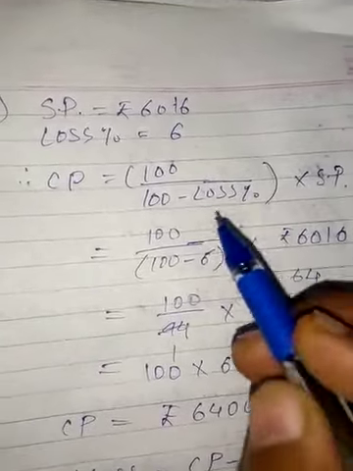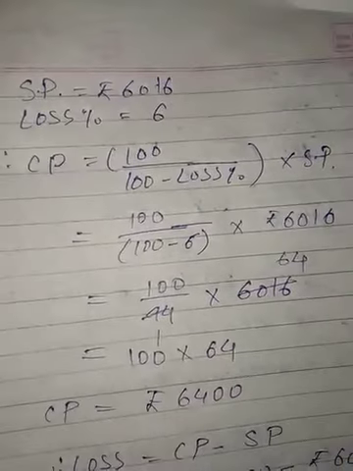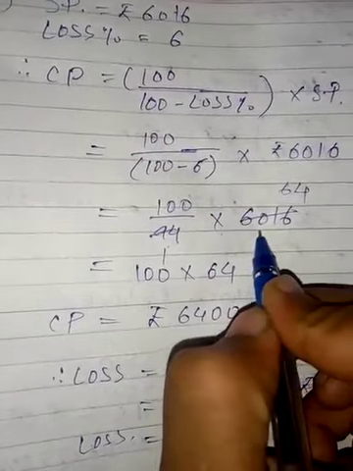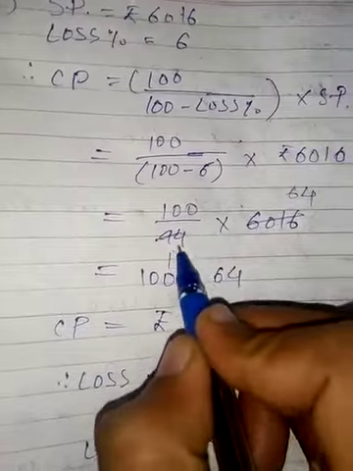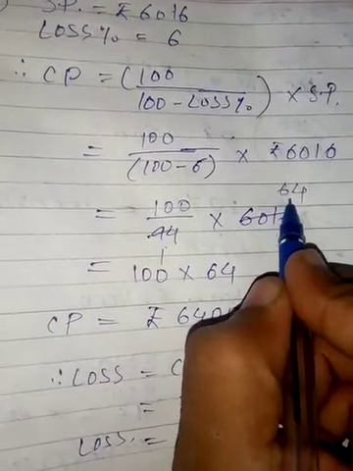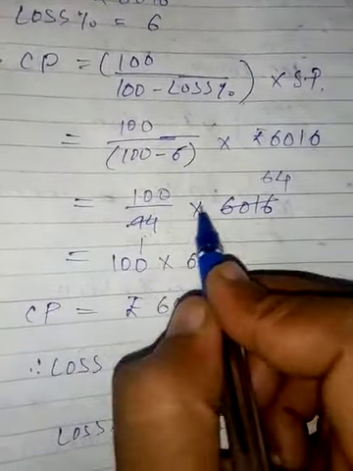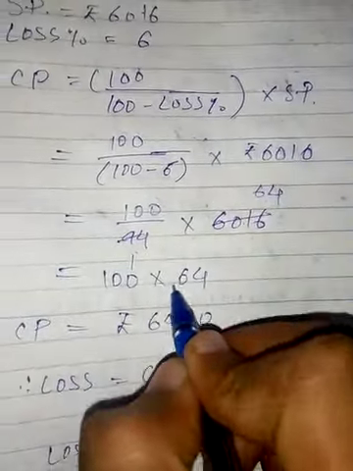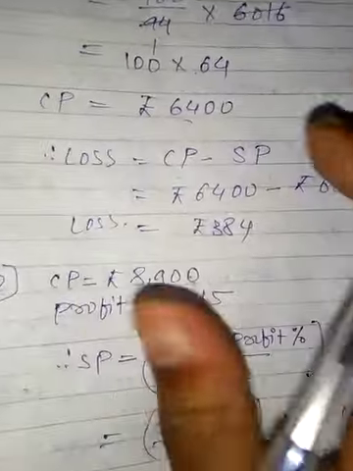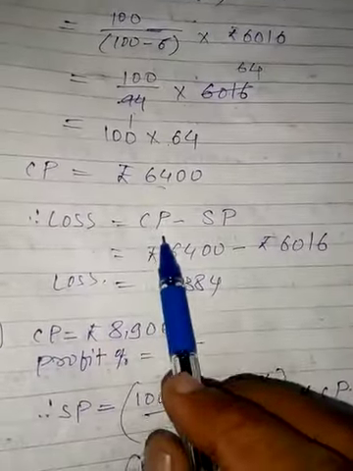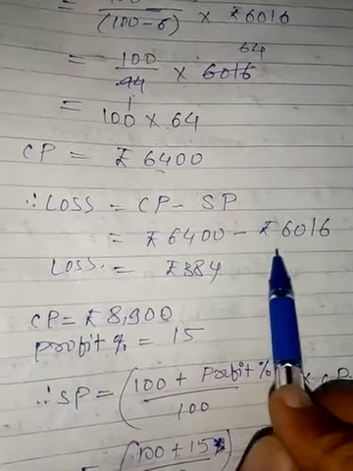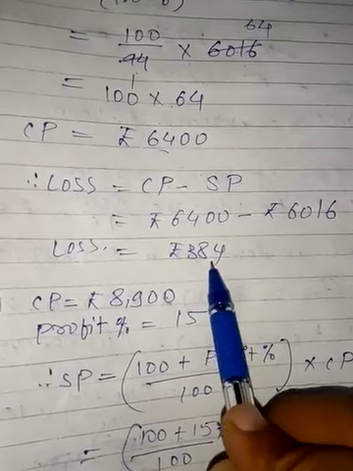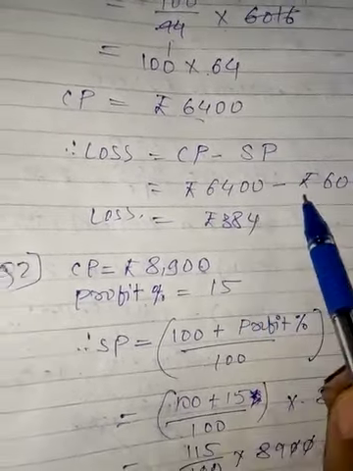In that we will put the values: 100 upon 100 minus 6, since loss is 6%. So there is 100 upon 94 multiplied by 6016. So 94 and 6016, it is 64. Whenever 100 is multiplied, try to divide by this number, it will be divided. Then 64 multiplied by 100, the answer is 6400, which is the CP. And how will we find the loss? General formula, CP minus SP. 6400 minus 6016, the answer will come 384, not 3000, sorry.